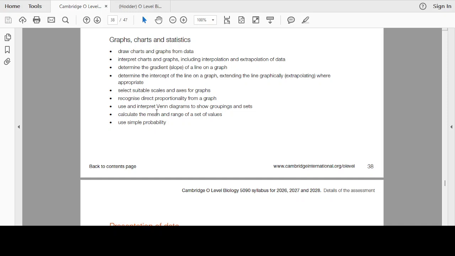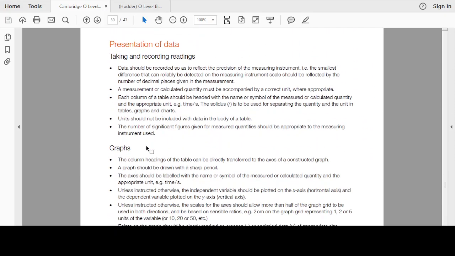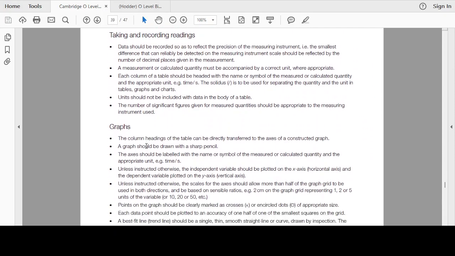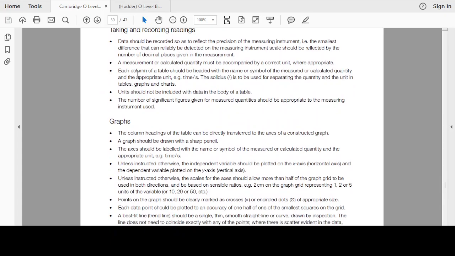Use and interpret Venn diagrams to show groupings and sets. I haven't come across these as much in biology, but perhaps. All right, calculate the mean and range of a set of values. Use simple probability. Presenting data, so taking and recording readings.